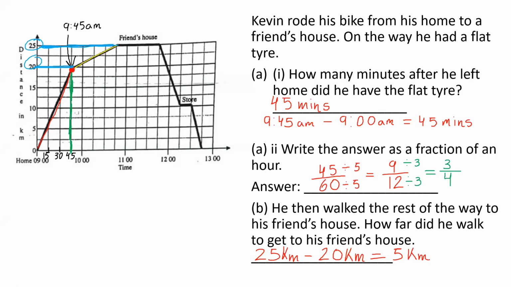All right, let me know if y'all understand how we got 5 kilometers. Yes, sir. Okay, good. So how do we get 5 kilometers? We got 5 because this is 20 kilometers right there. This is 25 kilometers. And when we subtract 25 and 20, we get 5 kilometers. So that's how we get our answer.